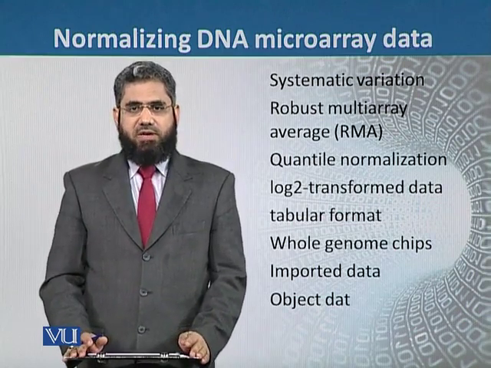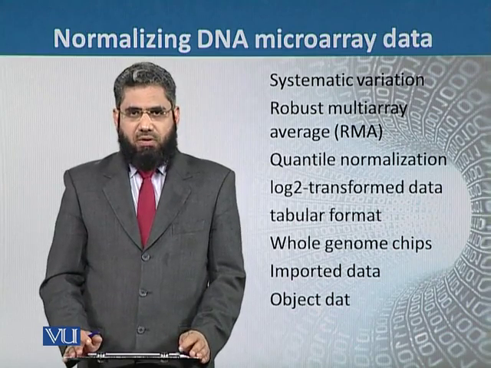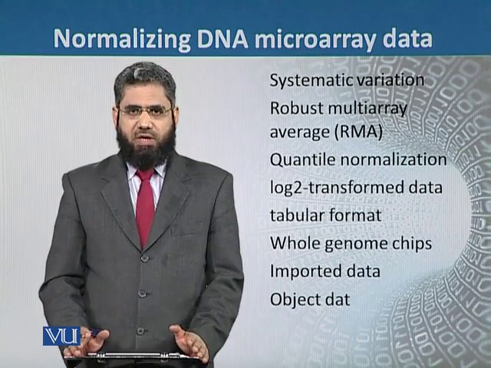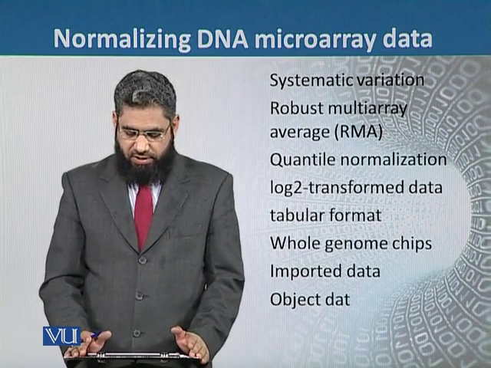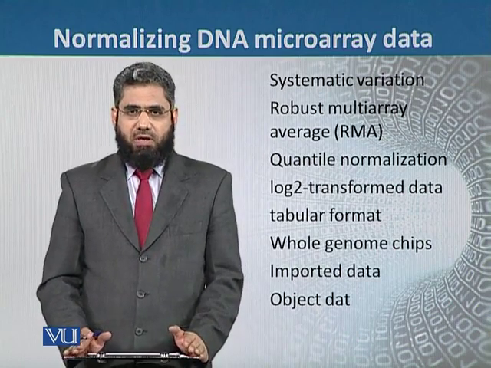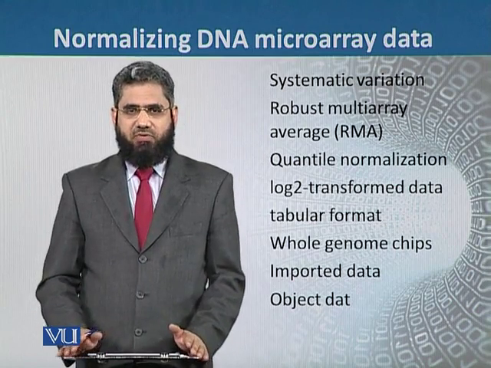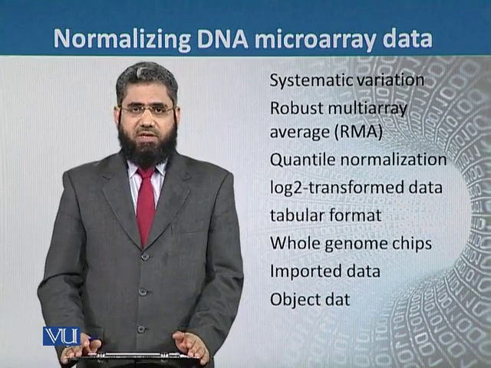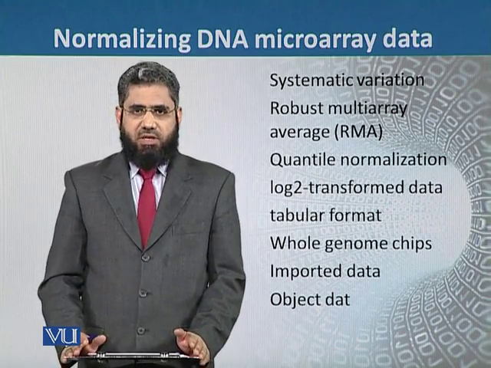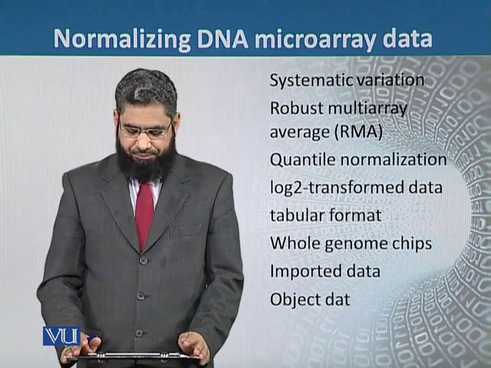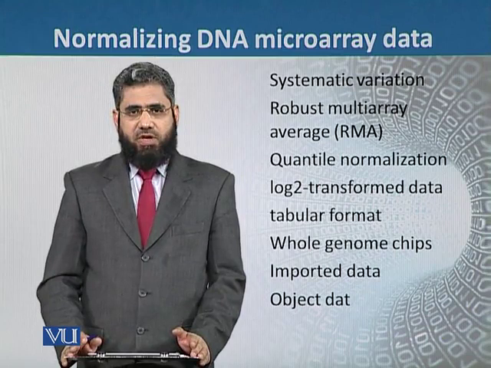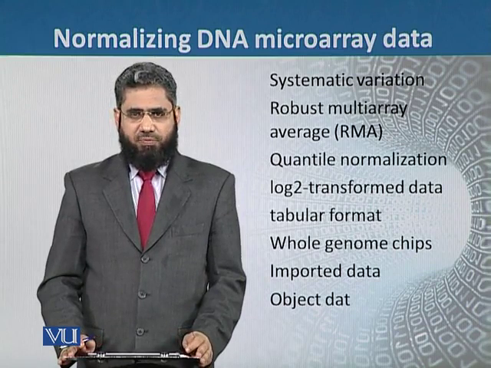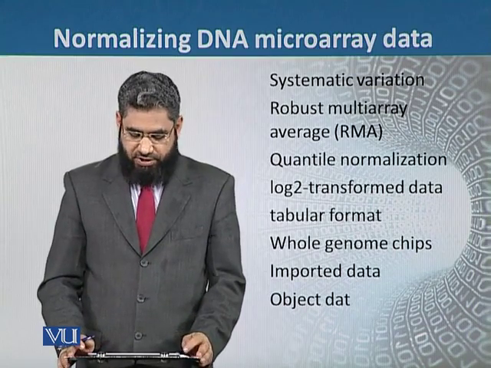But one thing is common: for the RMA process, we can use the quantile normalization, which is one of the parts of the RMA process. So this quantile normalization we can use for each of the data generated by different companies. And after normalization, the data that is generated is in the form of log2 transformation. Generally, whenever we use the normalization process, the data we get is in the form of log2 transformed data.